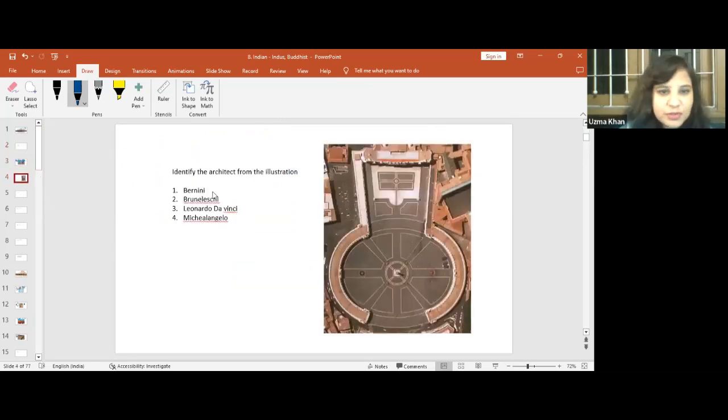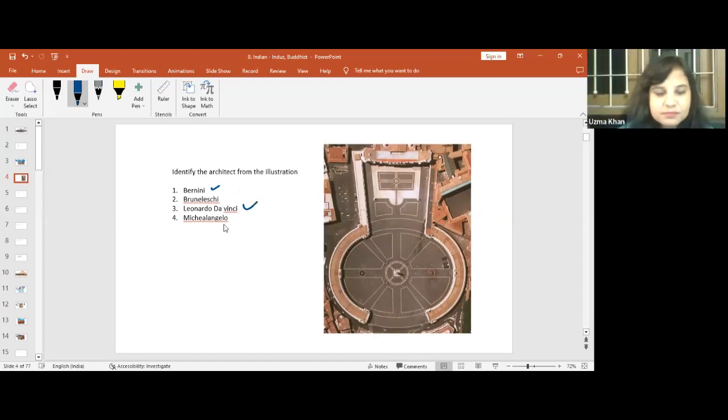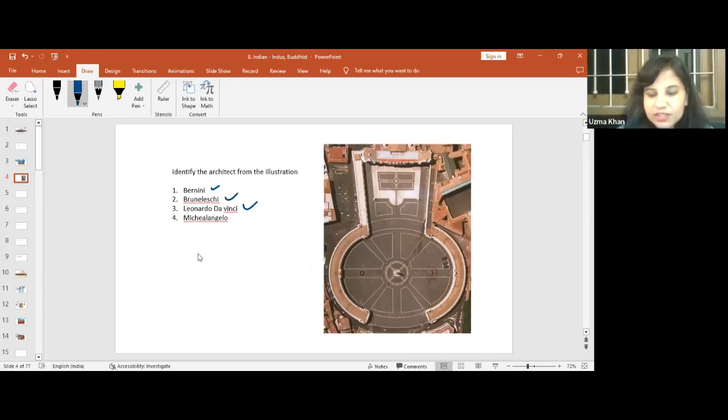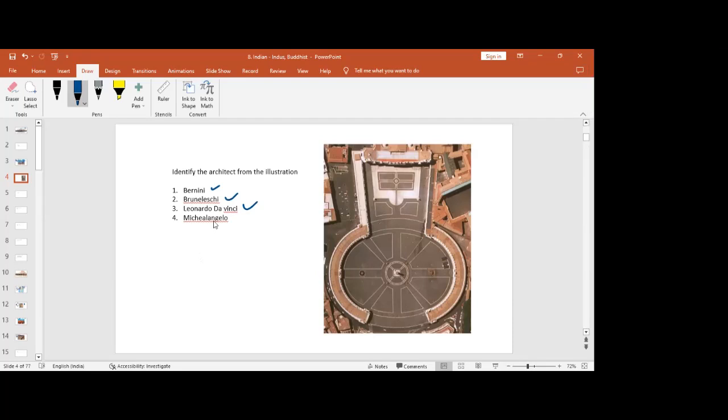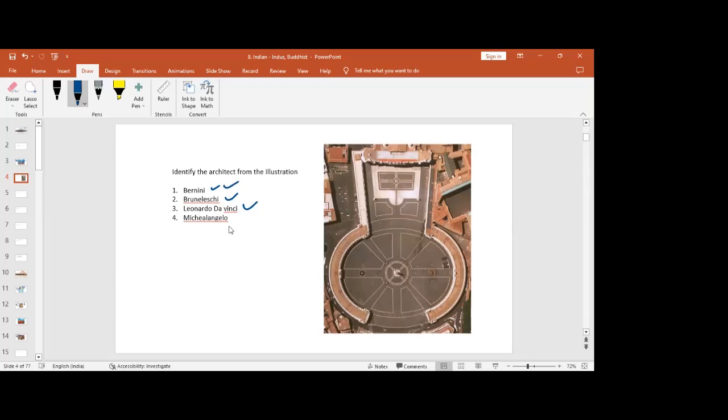Next, identify the architect from the illustration. Bernini, Brunelleschi, Leonardo da Vinci, or Michelangelo? Yes, Adil? If Bernini. You don't know, just guess. The Plaza was designed by Bernini. Okay. Ritu? Yes, ma'am. I guess third. Okay. Lavanya? Brunelleschi? Second, okay. Shruti? Because it's the Plaza, Bernini. Okay, Anvesha? Bernini or Brunelleschi. Will go with Bernini.